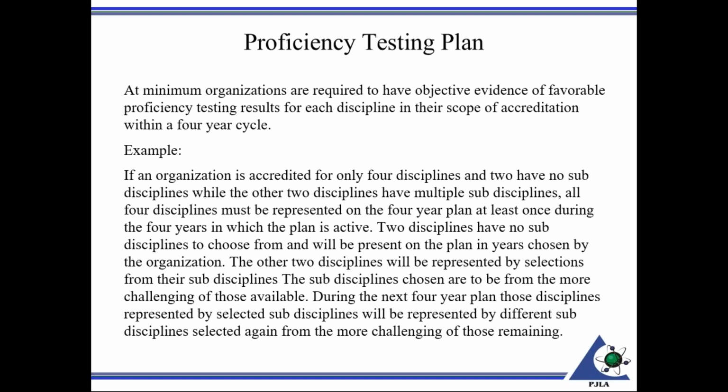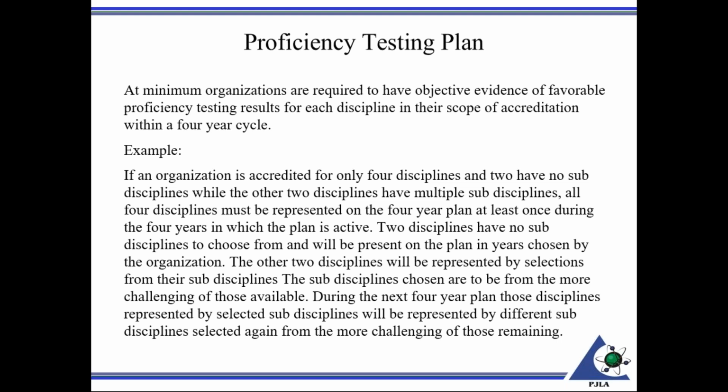I have an example here, and this comes right out of PL-1, so you can go back and reread it in that document, particularly those that have large scopes. So if, for example, you have 4 disciplines and 2 have no subdisciplines, so they all are line items by themselves, while the other 2 disciplines have multiple subdisciplines.